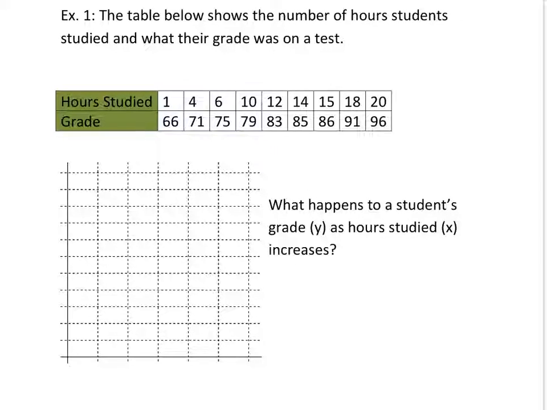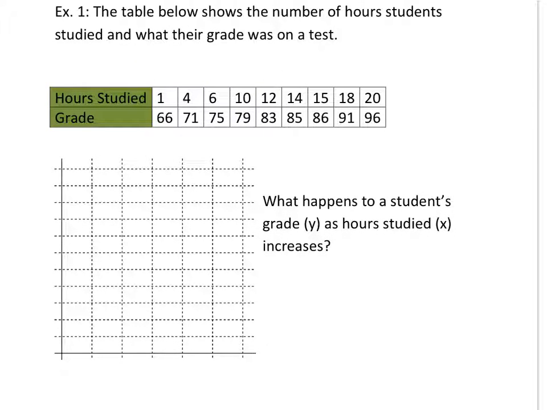For example 1, it says the table below shows the number of hours students studied and what their grade was on a test. Theoretically there should be a relationship between the number of hours you study and the grade you get on a test. The more hours you study, the higher your grade. The fewer hours you study, the lower your grade. We're going to create the scatter plot by plotting these ordered pairs right here.